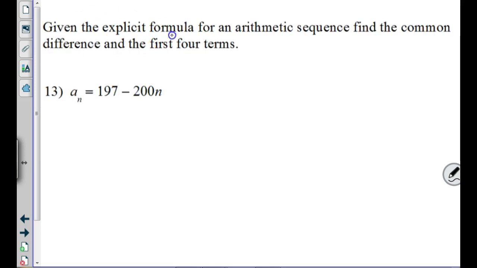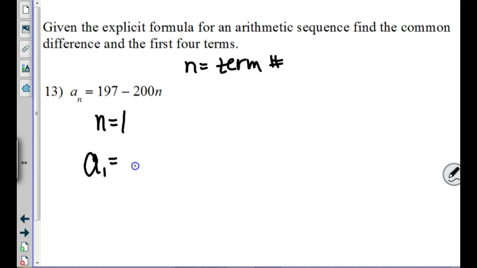All right, given the explicit formula for an arithmetic sequence, find the common difference and the first 4 terms. All right, so what does n stand for again? N equals the term number. So how are we going to find the first term? It's actually not 197. Because to find the first term, you put in what? 1. So what is the first term? 197 minus 200 once is negative 3.